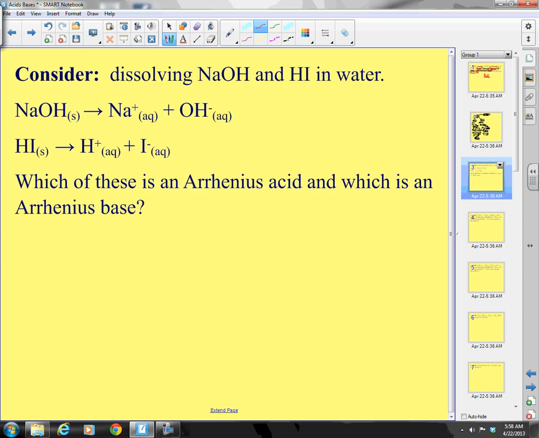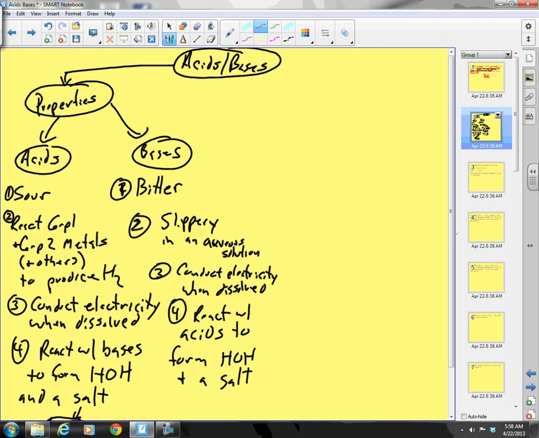Moving on. Consider dissolving NaOH and HI in water, and I get these kinds of reactions, right? Which of these is an Arrhenius acid and which is an Arrhenius base? Now we're getting to my love, definitions. Let's define acids and bases. Now, there are 3 definitions that we use in chemistry. There may be more, but the 3 big ones. We're only going to discuss 2.